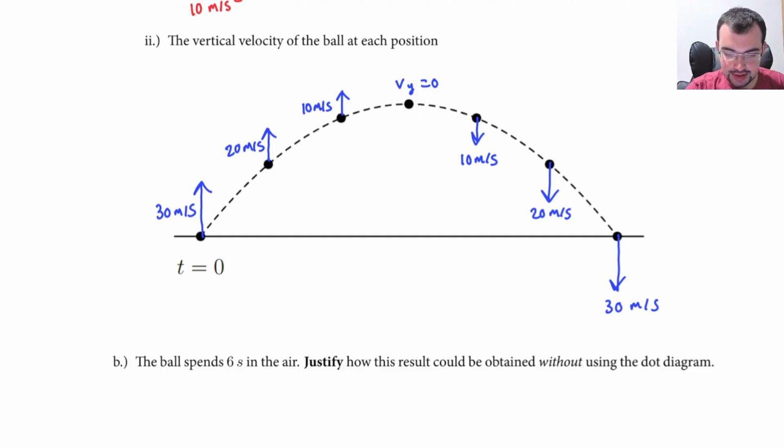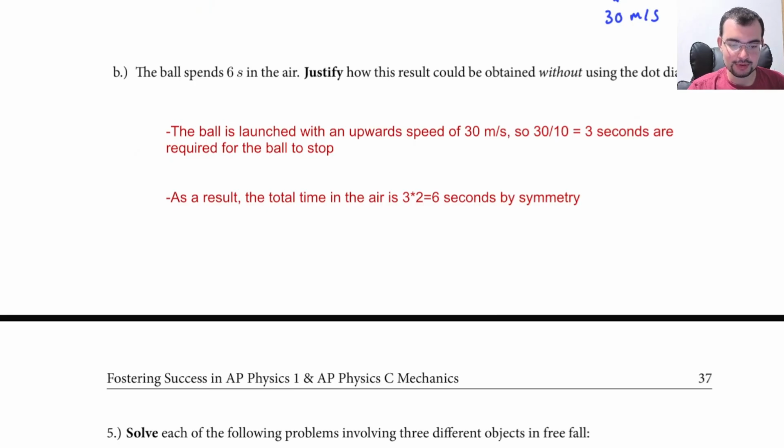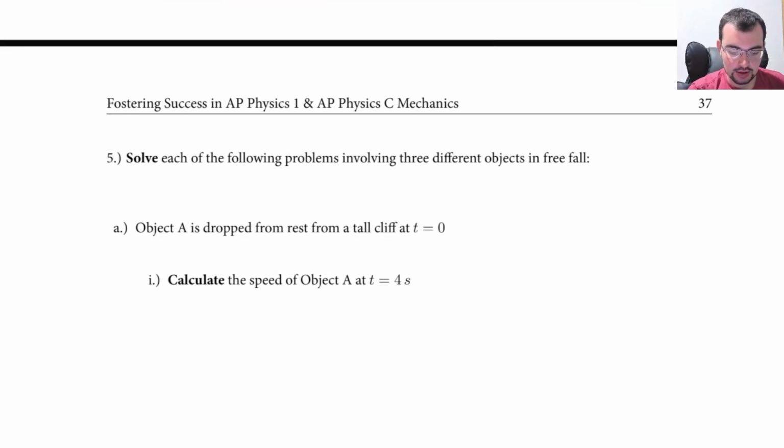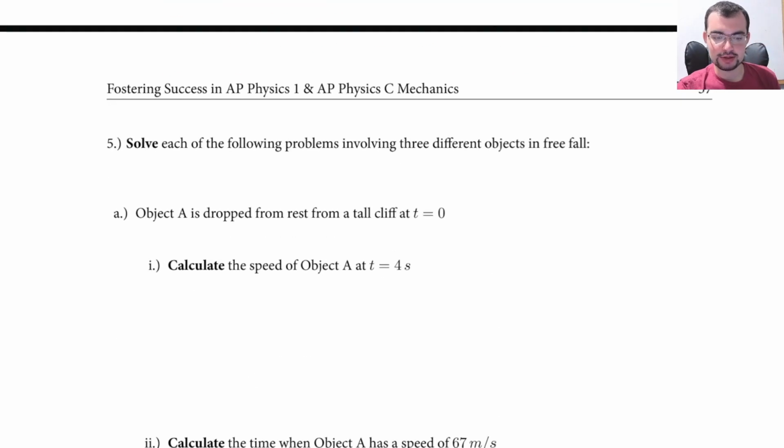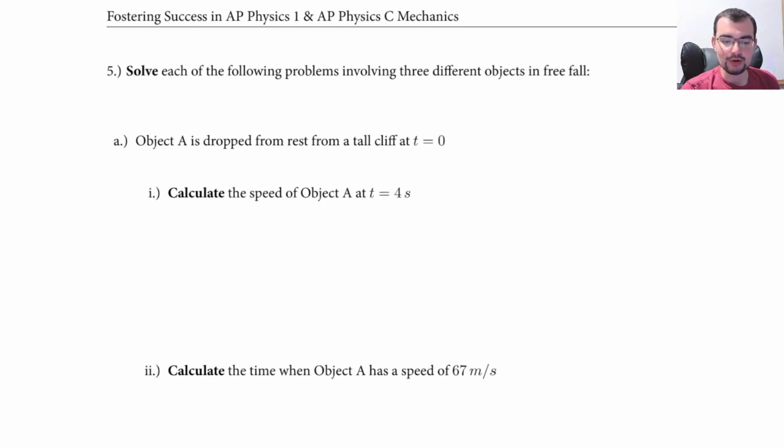So this is how I stated this when I typed it up. If the ball is launched upwards at 30 meters per second, it takes 3 seconds to stop because I need 3 copies of 10 to stop the 30. And then you just double it by symmetry. So now we're going to test our knowledge by doing the 3 cases of free fall, where we have dropped, thrown down, and thrown up.